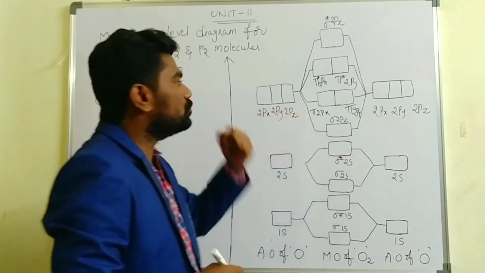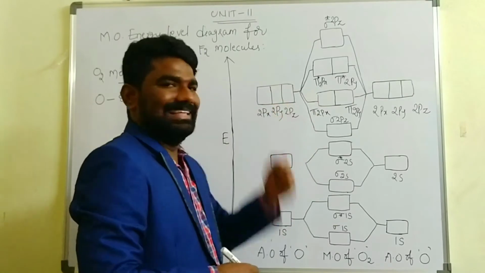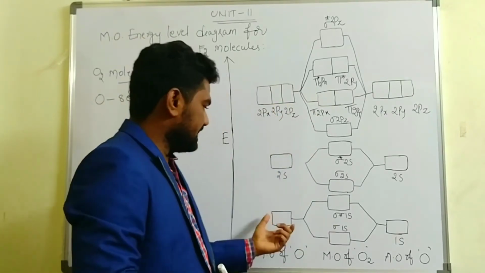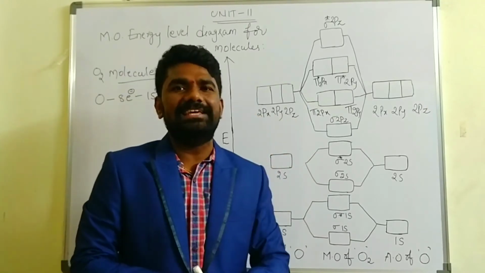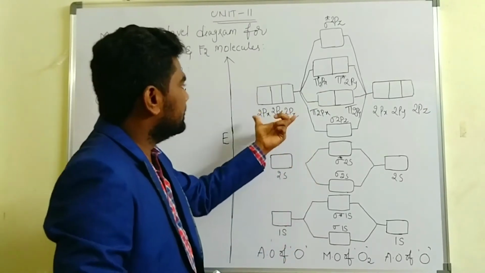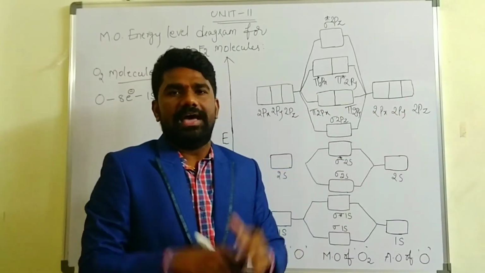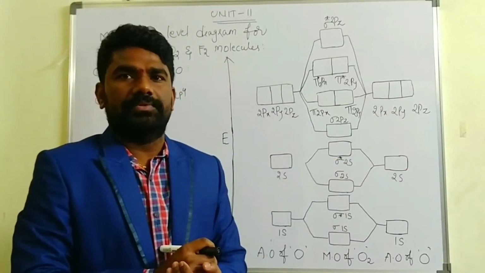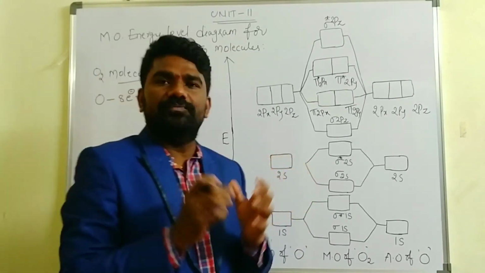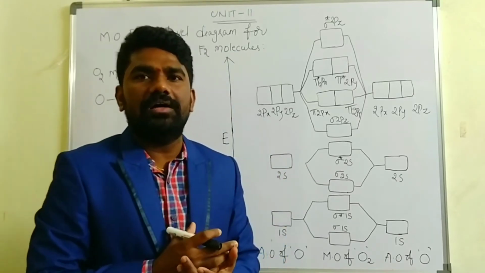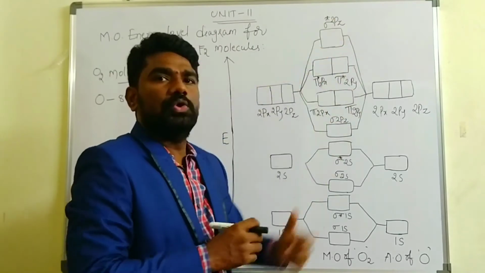Next we have the 2p orbitals. The p orbitals are 3, isn't it? The s orbital is only 1, but in the case of the p orbital we have 3 orbitals. That means 3 orbitals from one oxygen atom and 3 orbitals from the other oxygen atom will come. A total of 6 orbitals will come together, overlap, and form these molecular orbitals of the O2 molecule.